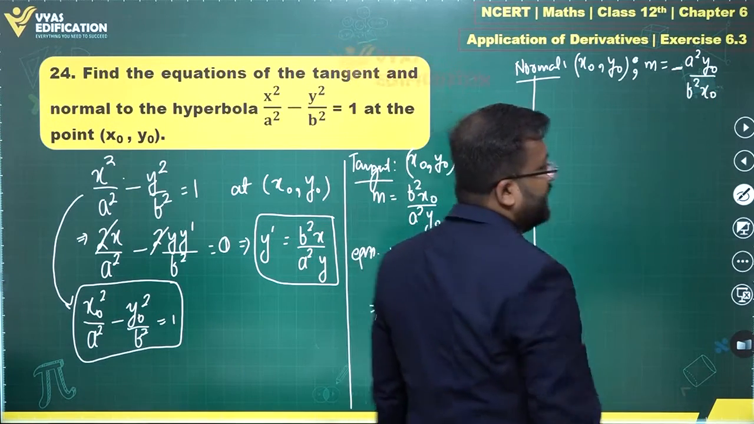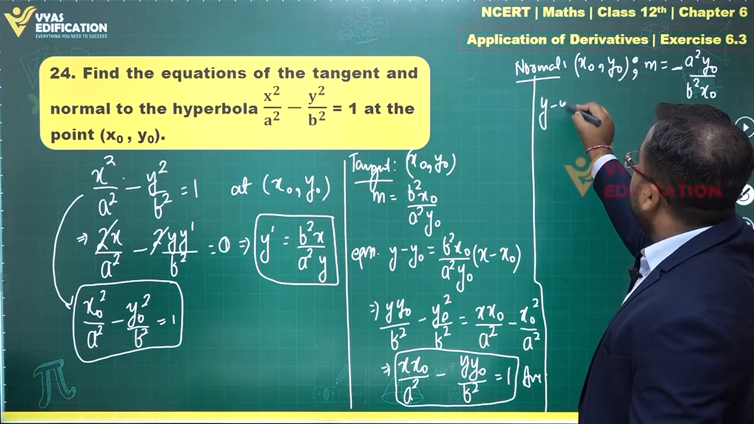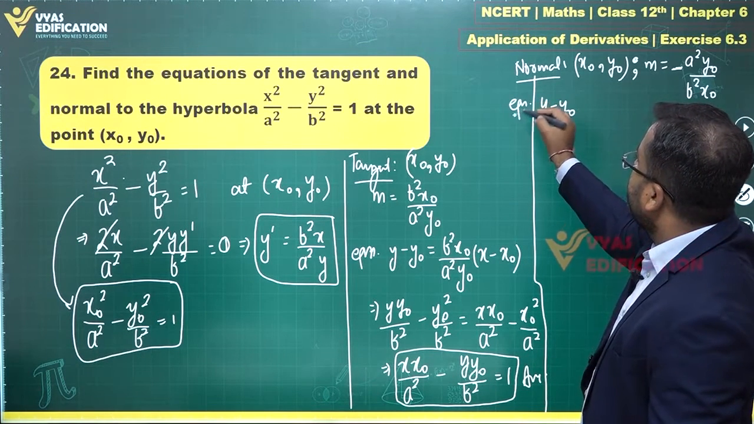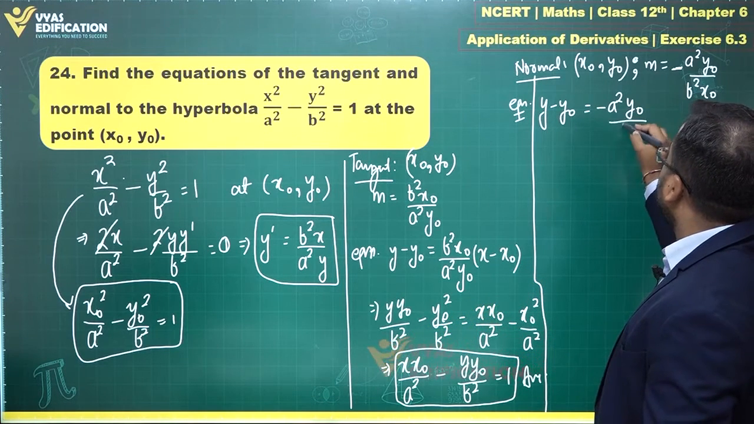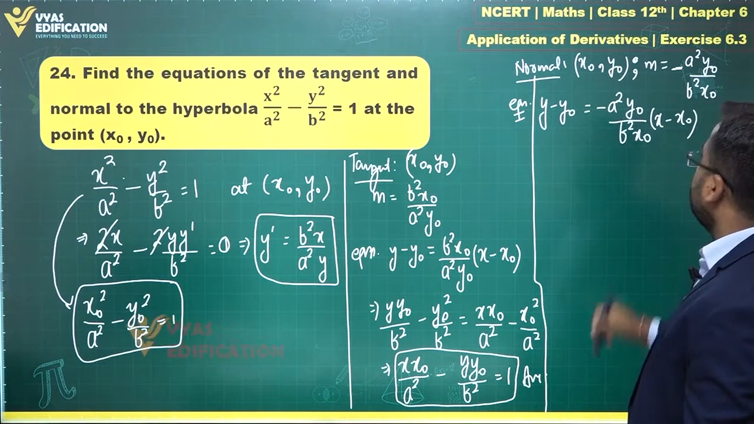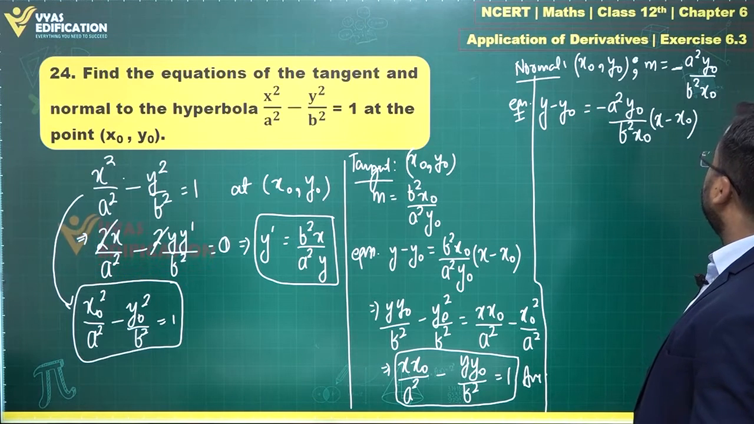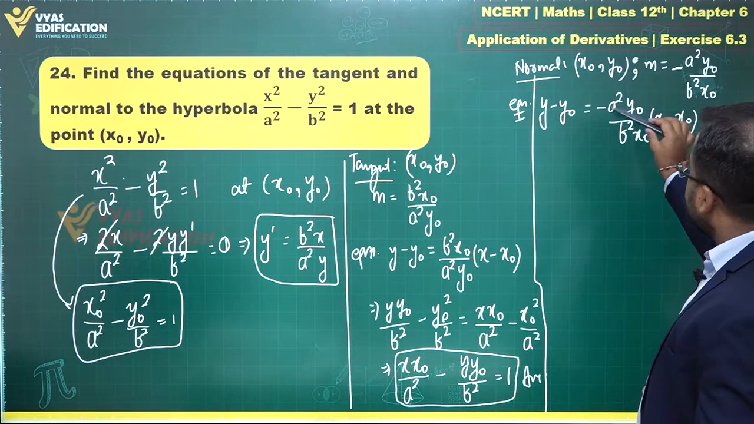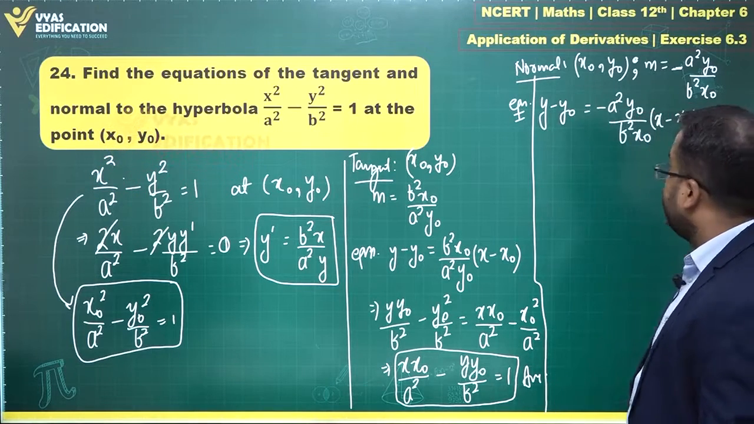Yes, let's try to find the equation of normal with the help of this. Y minus y naught, this is the equation, is equal to the slope, minus a square y naught upon b square x naught, times x minus x naught. This is what you have, right? Okay. And what else? So let this a square and x naught remain with this, because a square and x are with x only.